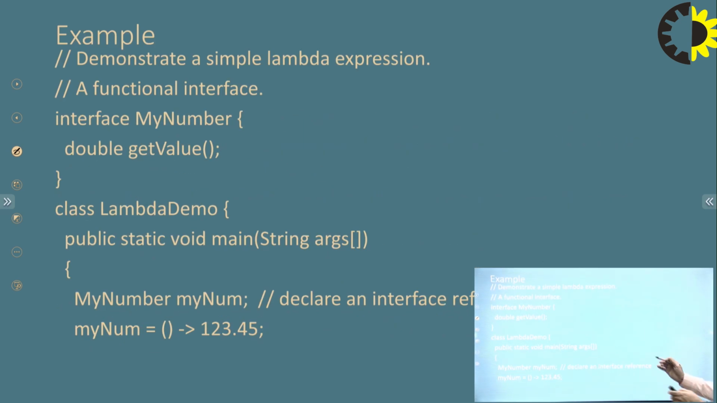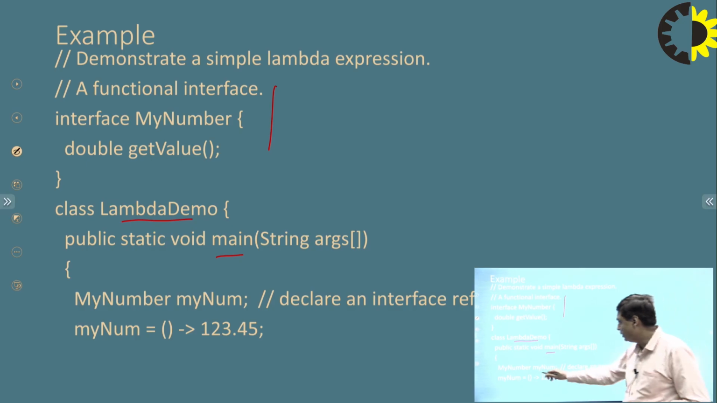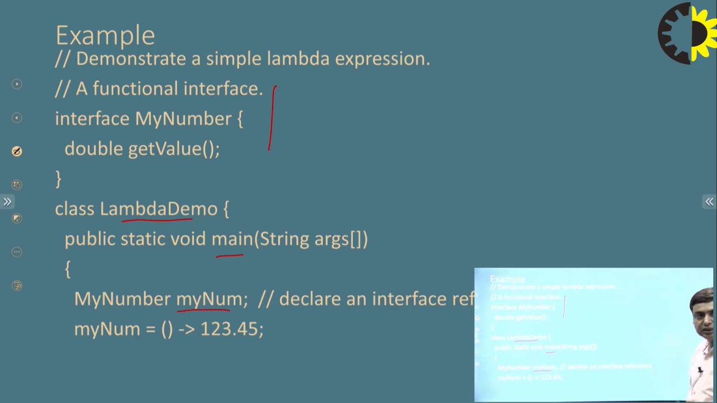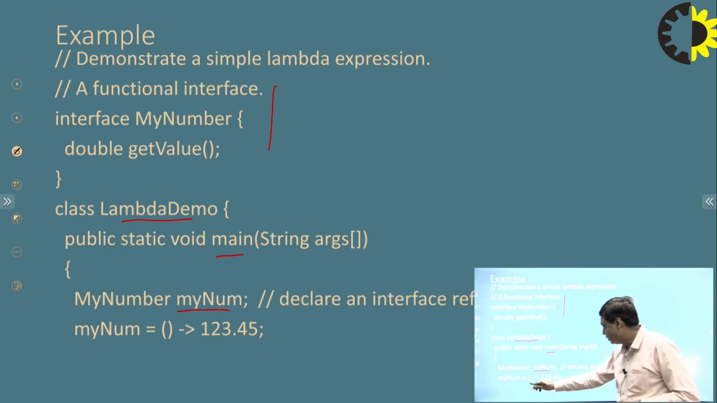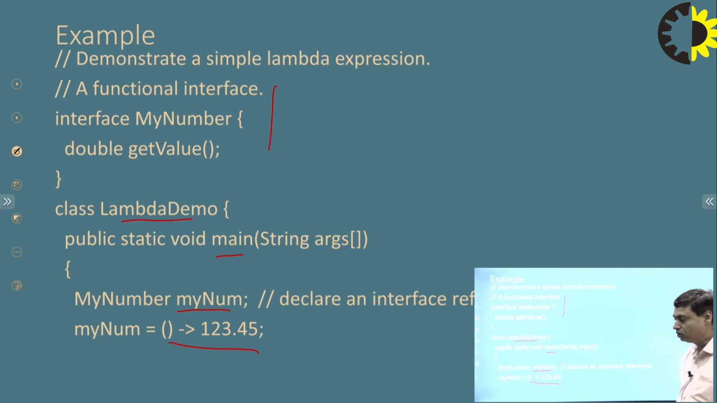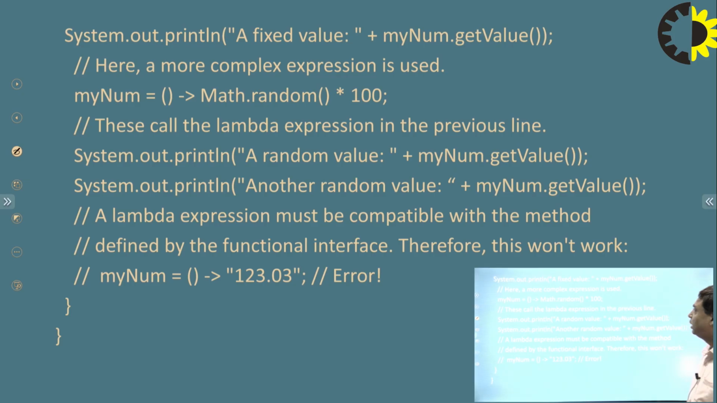Just clubbing all this together in one program. You can see we have a functional interface, MyNumber, and we have given a getValue abstract method. Then I defined a class LambdaDemo because of Java programming. Then we have a main method. In the main method, we have created a reference variable of the functional interface, then assigned the lambda expression. The whole of this is called the lambda expression. It is basically returning a constant value, 123.45, and we are executing the getValue method.